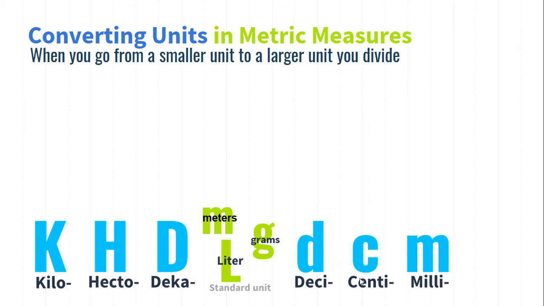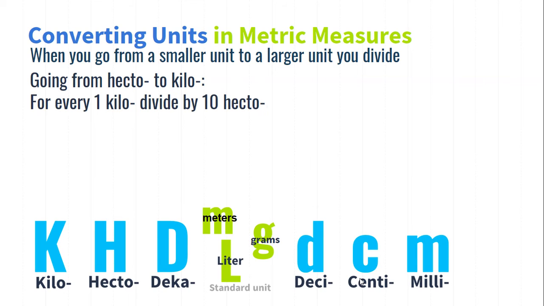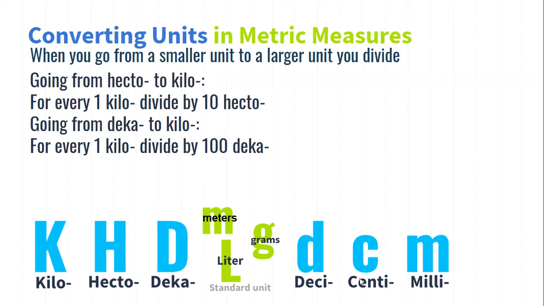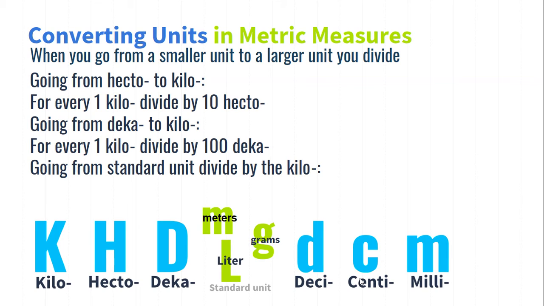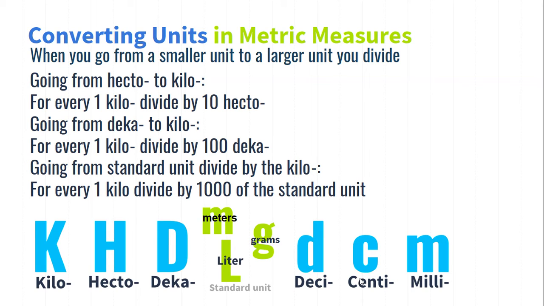Now, when we go from a smaller unit to a larger unit, we need to divide, because it takes more of those smaller units to make a bigger unit. So going from hecto to kilo, we have to divide by 10 because it takes 10 hecto to make a kilo. Going from deca to kilo, we need to divide by 100 because it takes 100 decas to make 1 kilo. And going from the standard unit to kilo, we need to divide by 1,000 to get 1 kilo.